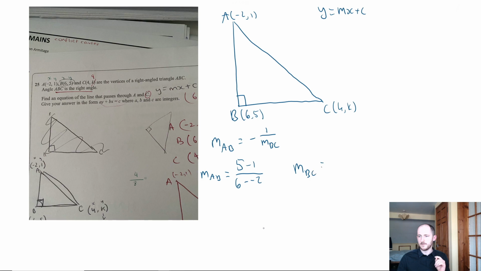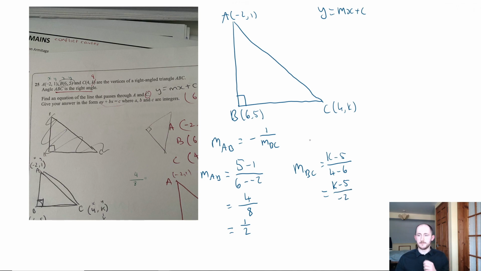MBC is, again, the difference in the y coordinates over the difference in the x coordinates. So it's k minus 5 over 4 minus 6. So this is just equal to 4 over 4. Oh my god, I just made that mistake. 4 over 8. 1 over 2. I hope none of you saw that. K minus 5 over minus 2.